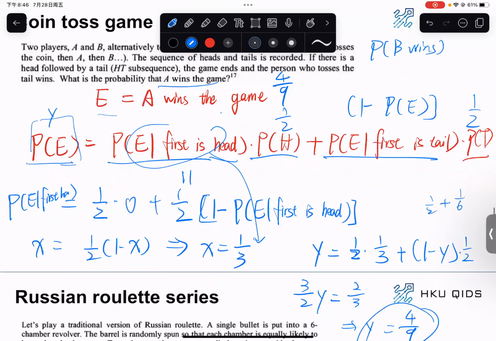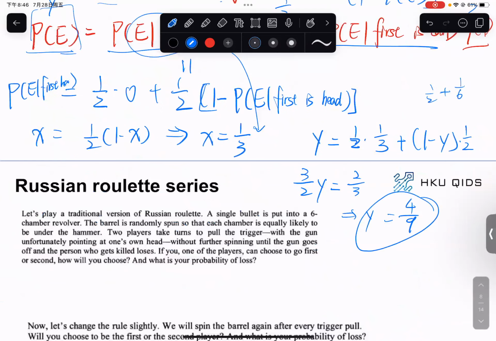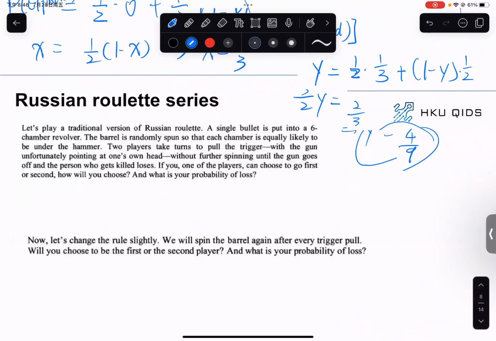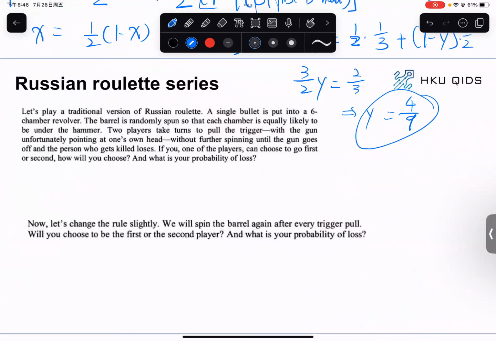And now let's come to the Russian roulette series. That's quite a traditional game, okay? So you have a single bullet put into a 6-chamber revolver, and the barrel is randomly spun so that every chamber is equally likely to be under the hammer.